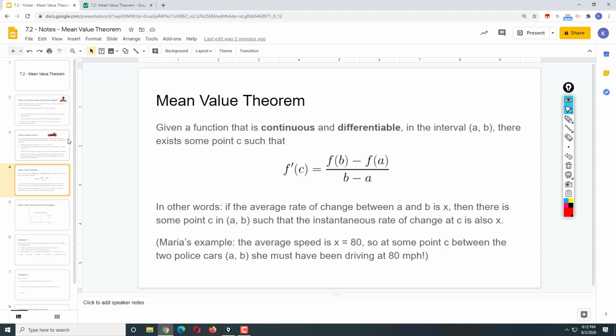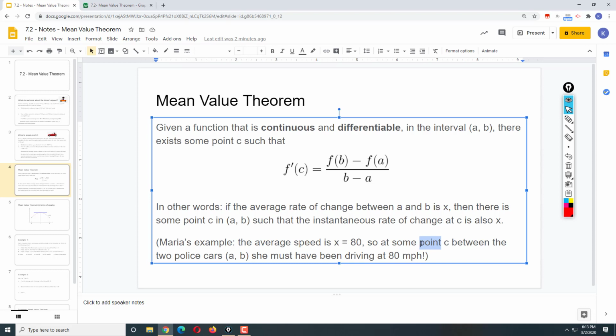When we apply this to Maria's example, what we're saying is if the average speed is 80, then 80 is x. So there must be some point c, and really some time, between the two police cars that she is driving at exactly 80 miles per hour, given that her speed is in fact continuous and differentiable.